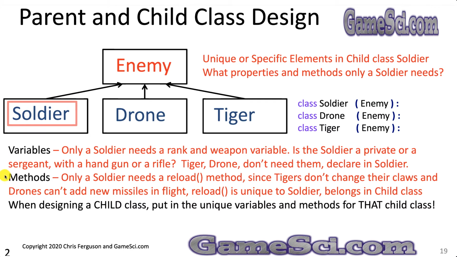What about methods? Only a soldier needs a reload method. Since tigers don't change their claws and drones can't add new missiles in flight, reload is something unique to a soldier, so a reload method belongs in the soldier class. When designing a child class, put in the unique variables and methods for just that child class. If it's something everybody shares, it belongs in the enemy class. If it's something specific to a soldier, it belongs in the soldier class.